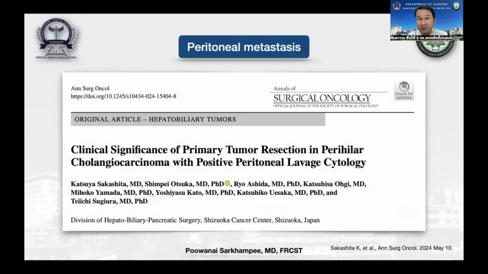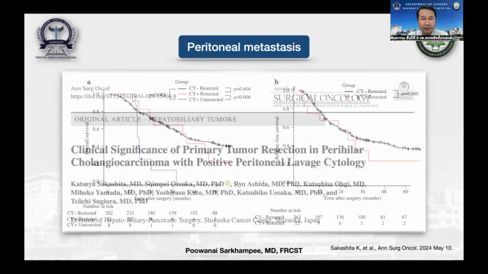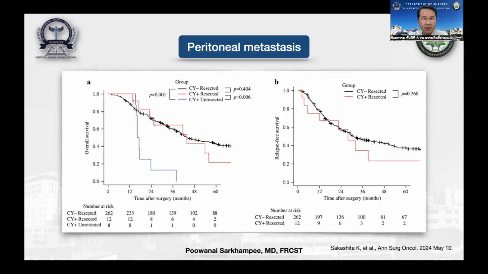this is an interesting paper from a Japanese group. We collected the data of patients with peritoneal lavage, and we found that if the lavage-positive patients perform liver resection, the survival outcome is equal compared with the patients with no positive peritoneal lavage. This paper told us that if the patient is an early case with early metastasis to peritoneal seeding, there are some benefits of resection. Then there's a role of resection in this patient.